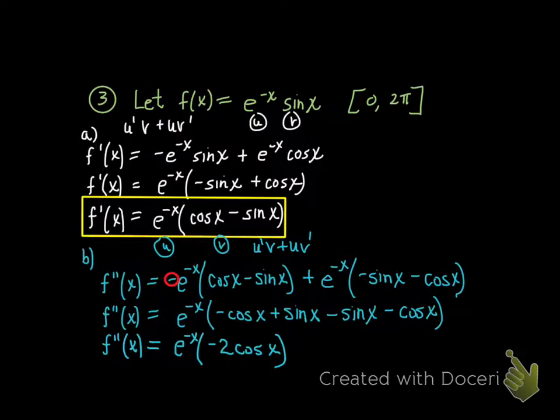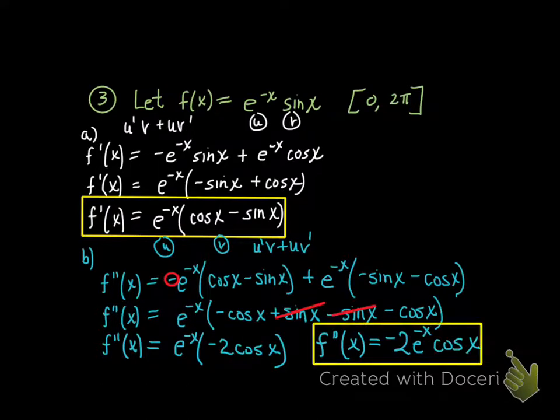Where'd that come from? Well, you see it in parentheses, that plus sine x and that minus sine x. Those cancel. And then my mind is thinking, oh, I lost $1, then I lost another $1. I'm down $2. I'm down 2 cosine x. And finally, f double prime is equal to negative 2 e to the negative x cosine x, just writing it in the order with the coefficient first, e to the negative x second, and the trigonometric cosine x last. Success! We've got f double prime.